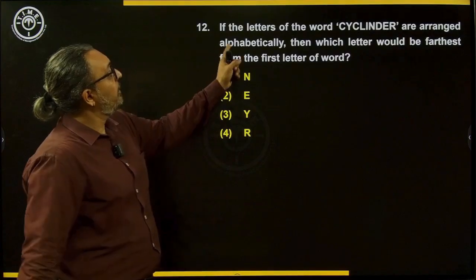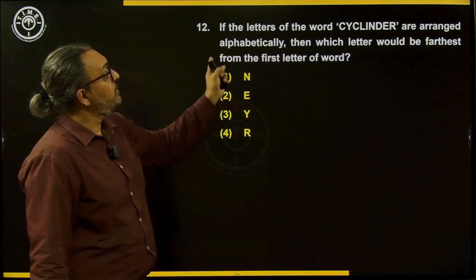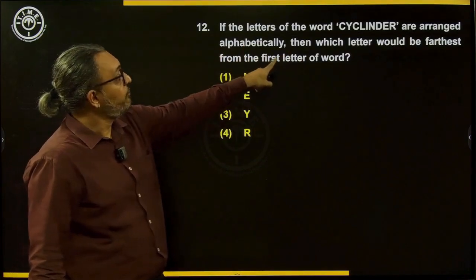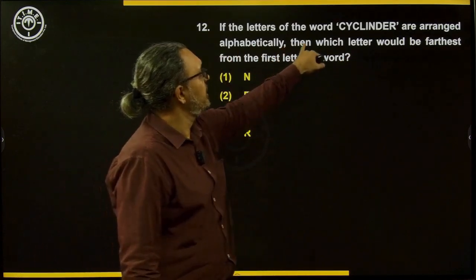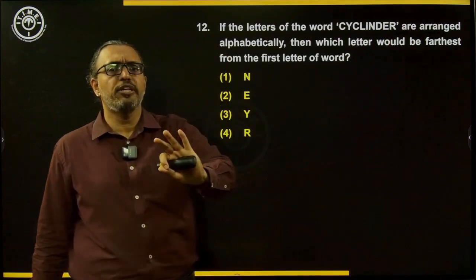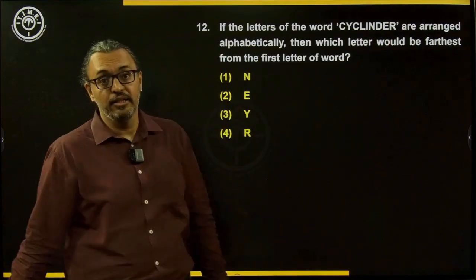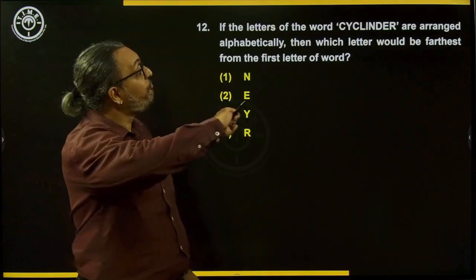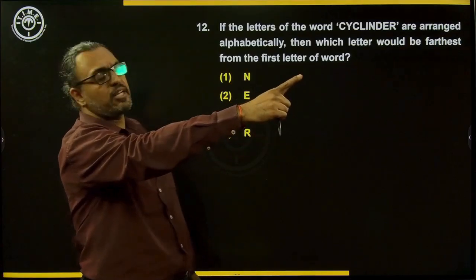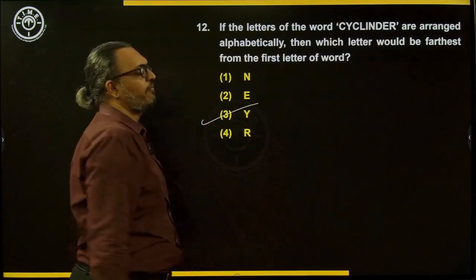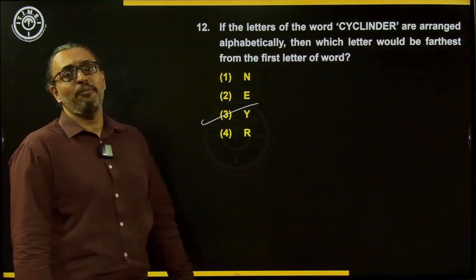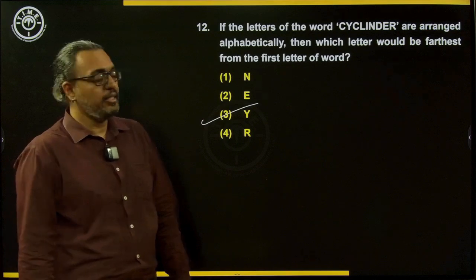Next, if the letters of the word cylinder are arranged alphabetically, then which letter would be the farthest from the first letter of the word? Now see, in cylinder, the first letter of the word is what? C. Once you place alphabetically, correct? So what will be the farthest letter from the first letter? What is the last letter in them? Y. So the answer is Y. If you arrange them alphabetically, correct?